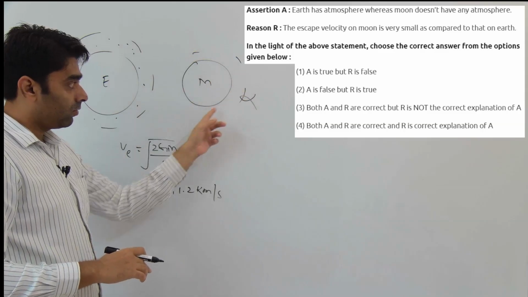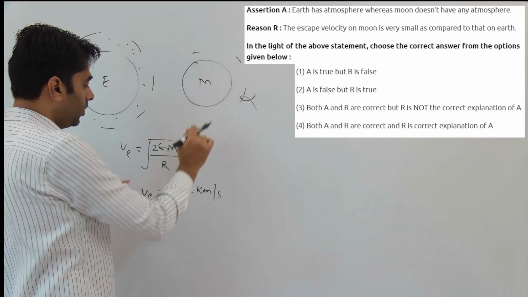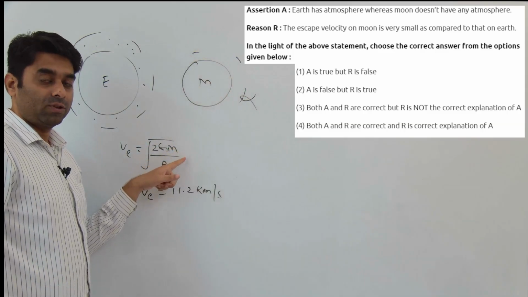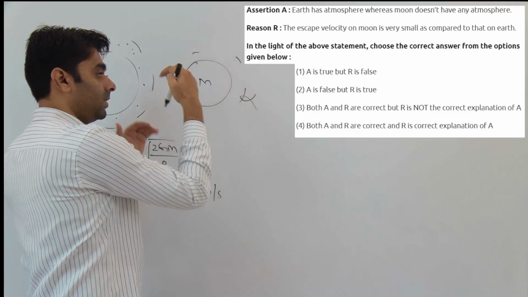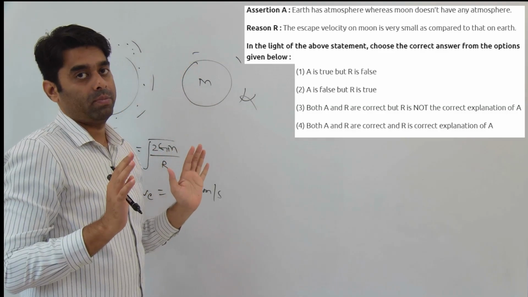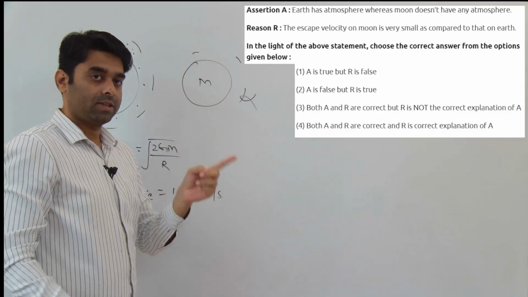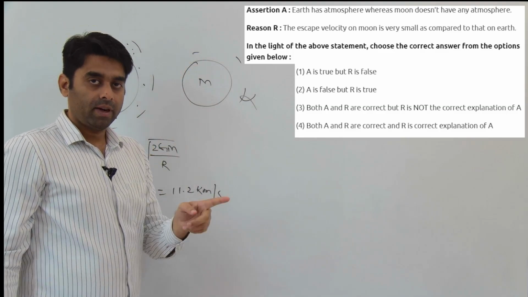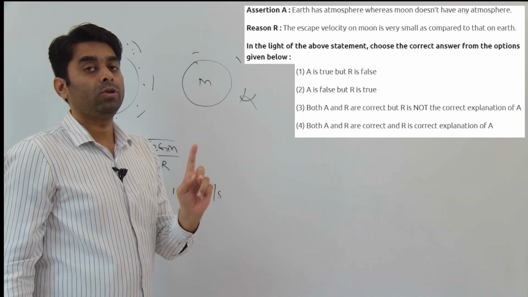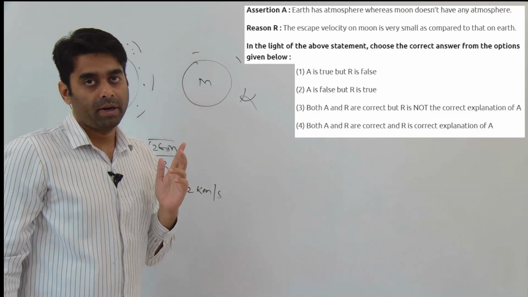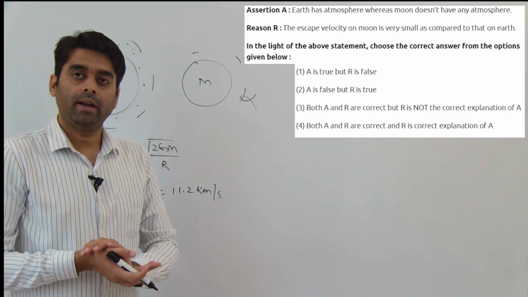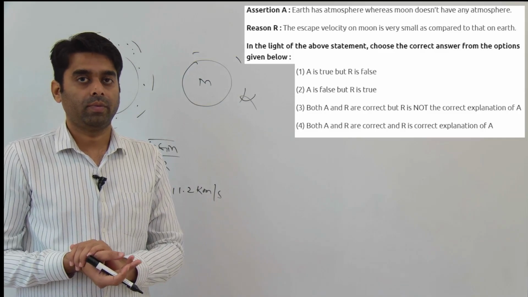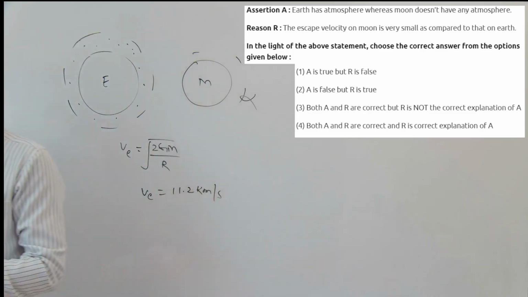Whereas in the case of the Moon, the mass of the Moon is less, that's why escape velocity is also less. Since escape velocity is less, the gas molecules will escape from the surface. So statement 1 is correct, statement 2 is correct, and statement 2 is the correct reasoning for statement 1. Looking at our options, option number 4: A and R are correct, and R is the right explanation. Let's look at our next question.